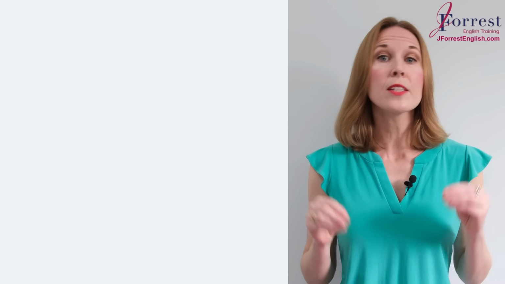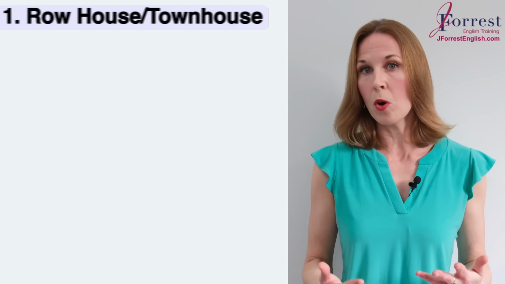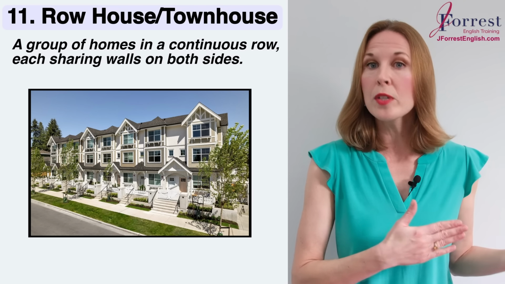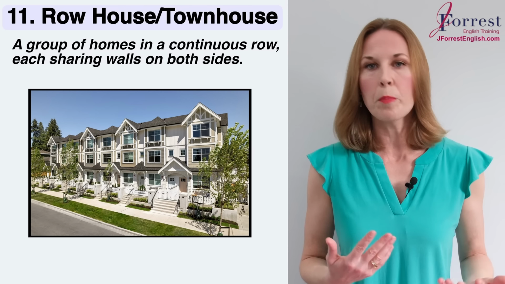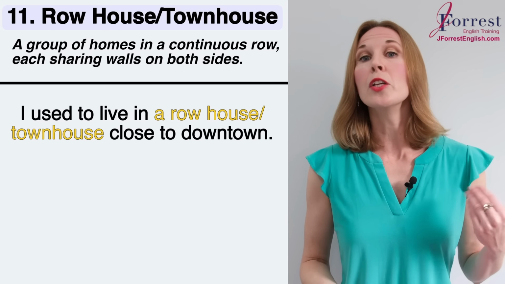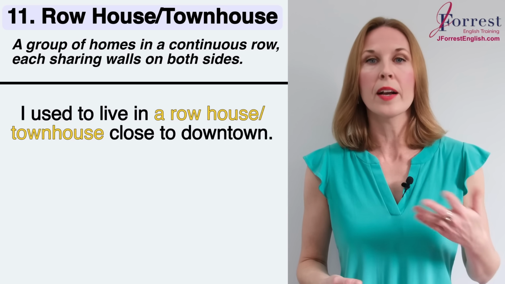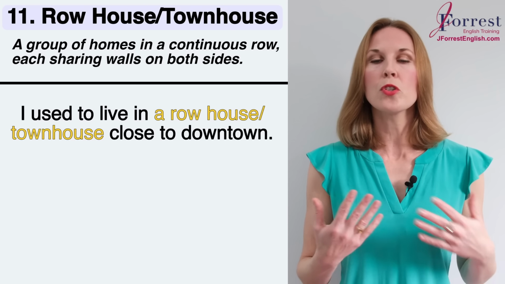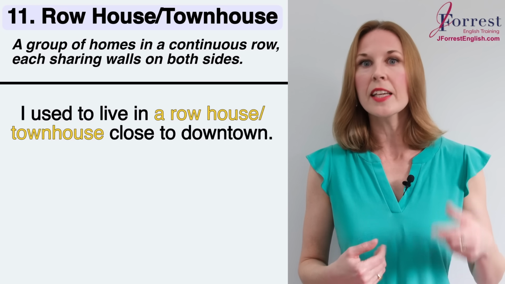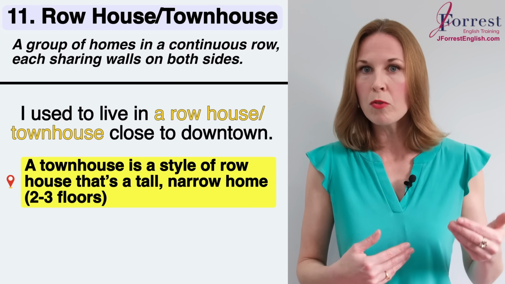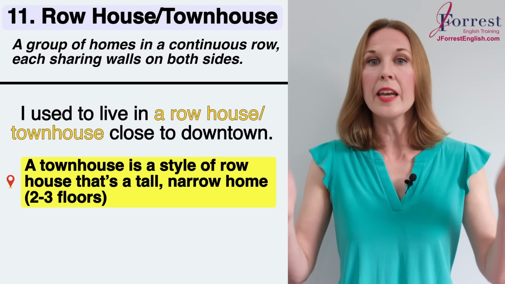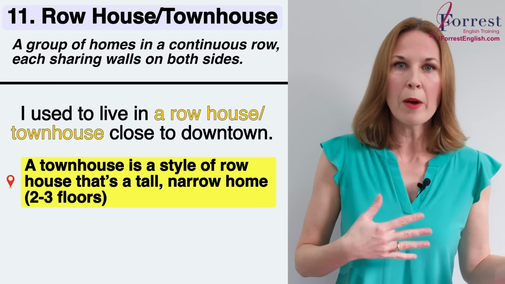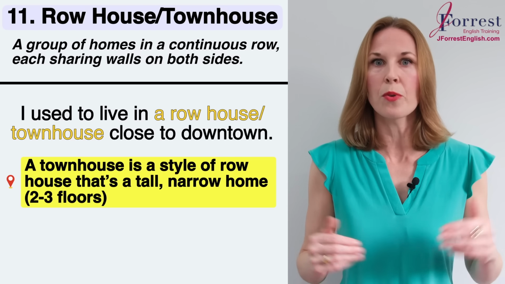One style of house that's very common in North America is a row house or a townhouse. So this is a group of homes in a continuous row, each sharing walls on both sides. You might say, I used to live in a row house or a townhouse close to downtown. Now, generally, native speakers use them interchangeably, but technically a townhouse is a style of row house that's very tall and narrow, usually 2 to 3 floors. But most modern row houses are townhouses in North America.